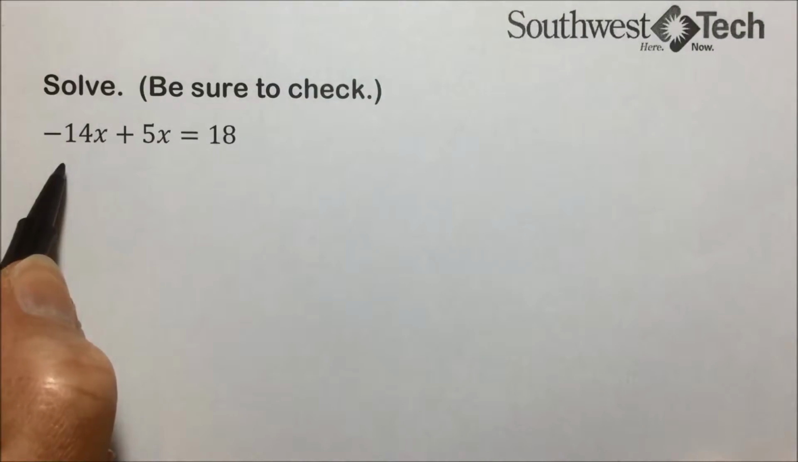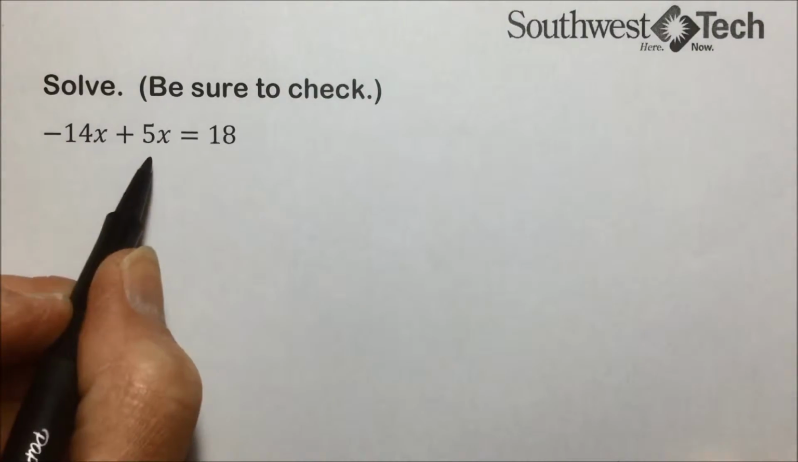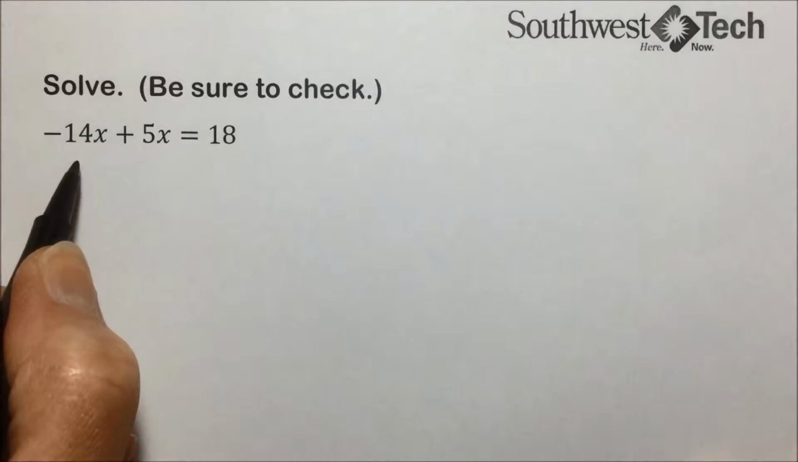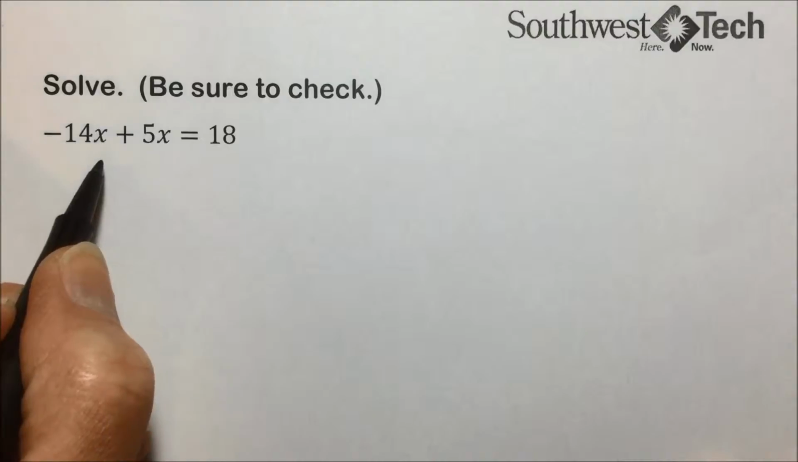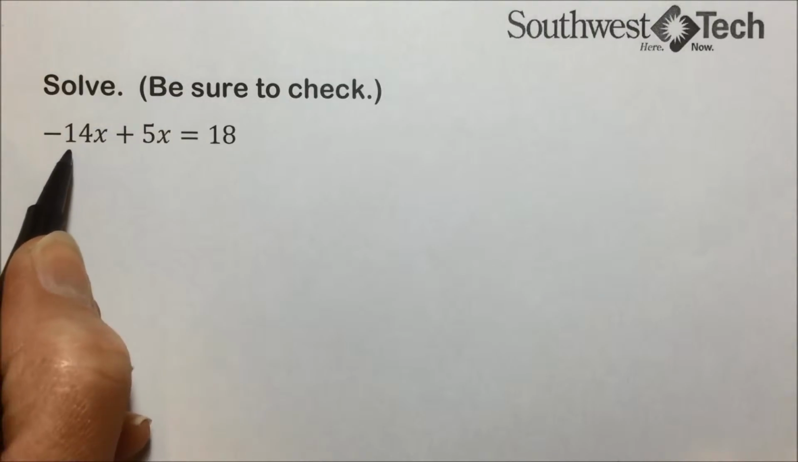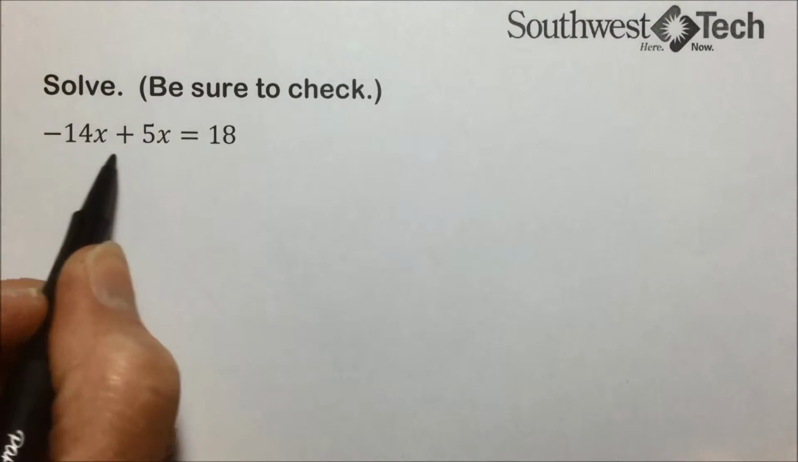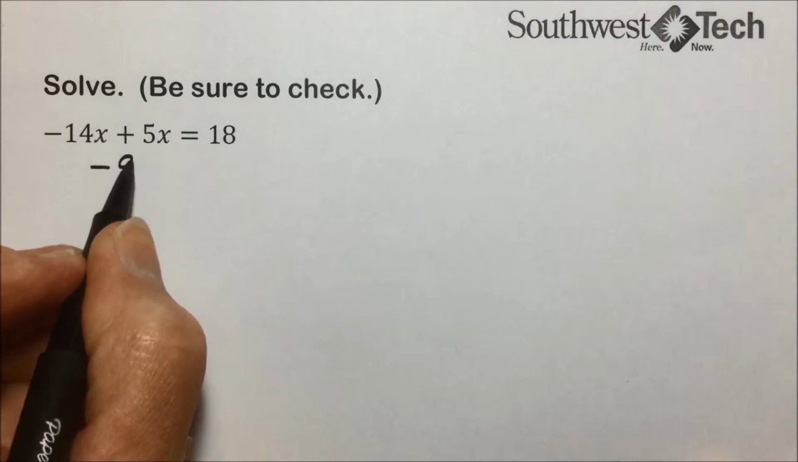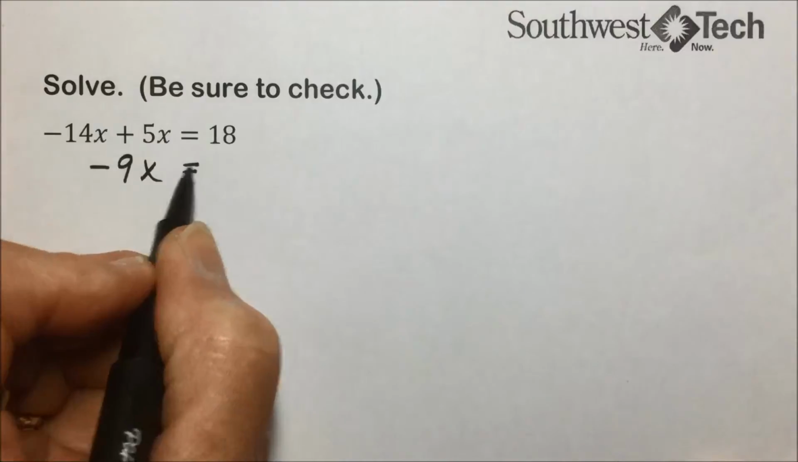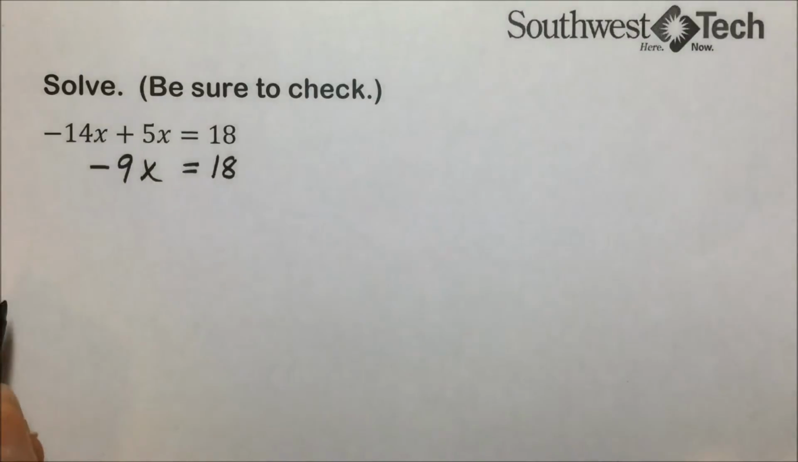In this first equation, we can simplify by combining like terms. We have a negative 14x plus 5x. They're similar terms since they both have x to the first power. So we'll look at the coefficients, negative 14 plus 5, which results in a negative 9x. And once we've simplified it, now we can work on solving for the variable.